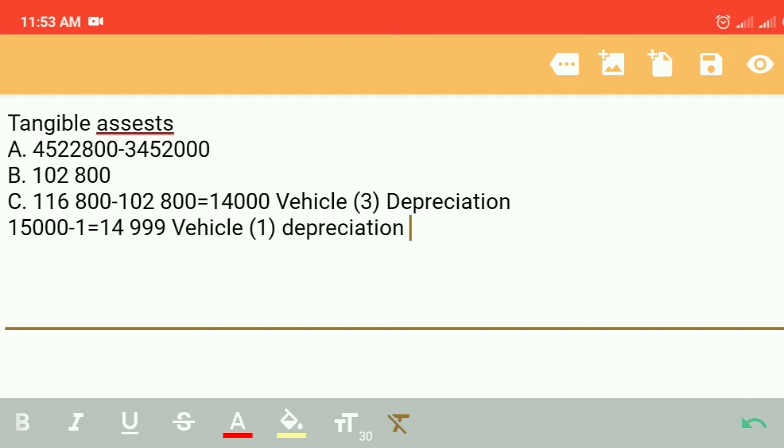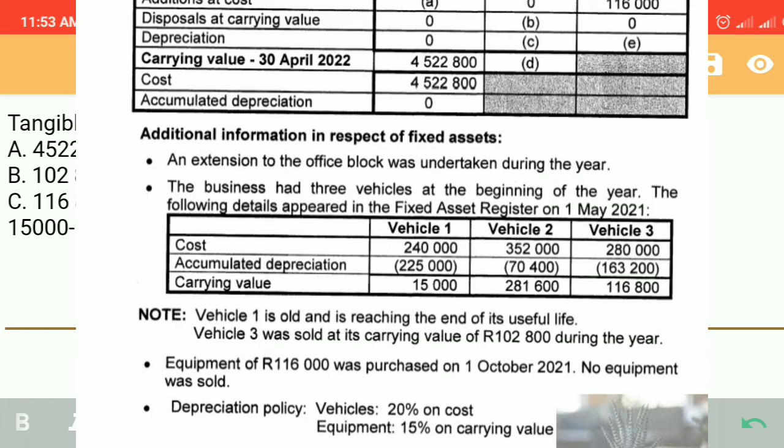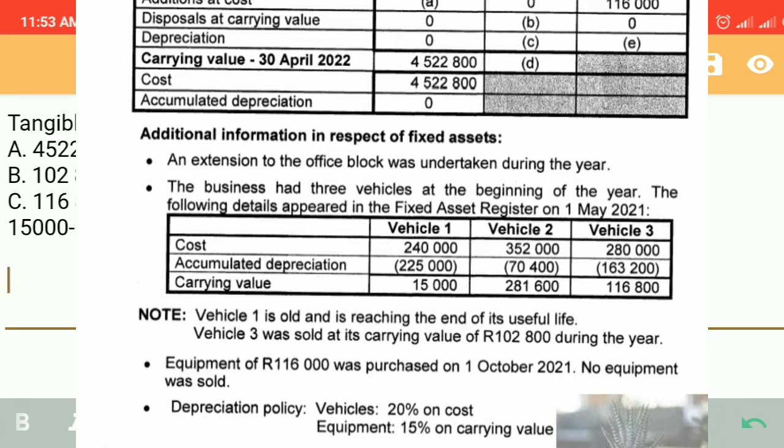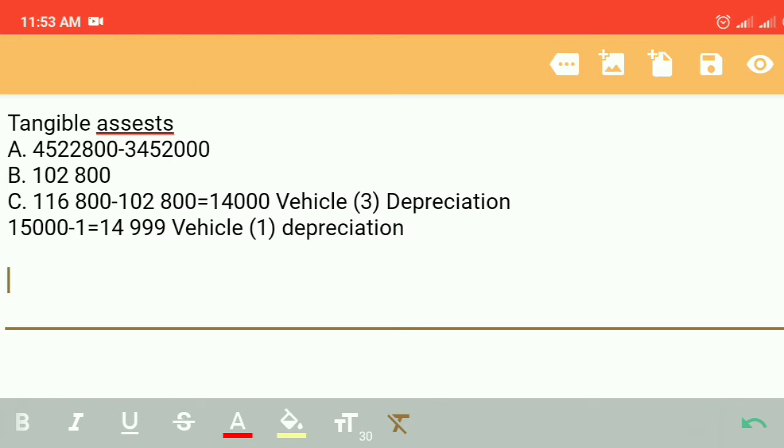We are not done. We are still going to vehicle 1. Vehicle 1, we just took the carrying value of 15,000 and we minus it by 1, which is, these are the laws of accounting, you must know this by now. And we said it is equal to 14,999. Vehicle 1 depreciation. Just say that.